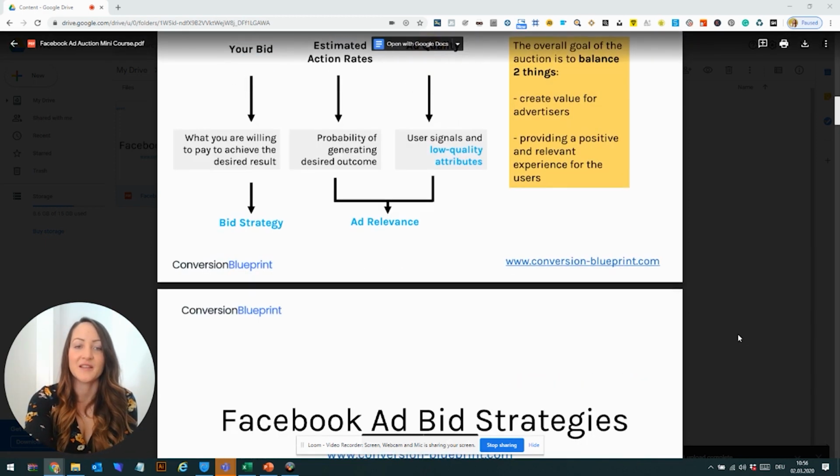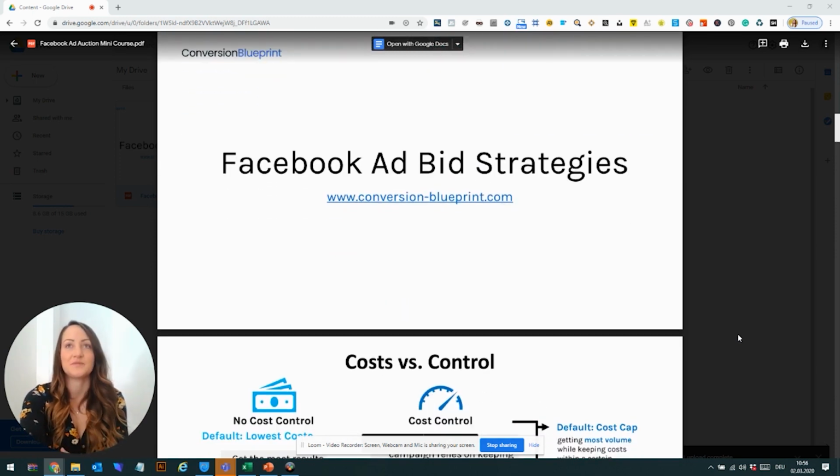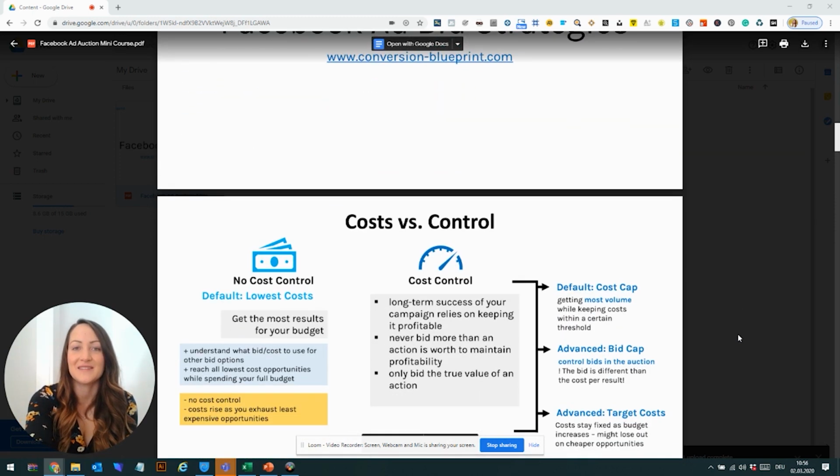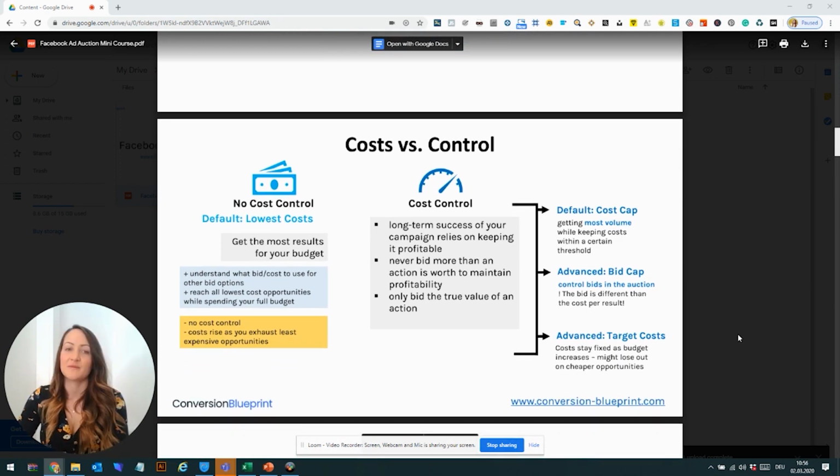And the first thing we touch on is your Facebook ad bid strategy. And I'm always surprised how little this is actually used by people, because this is so powerful and this is really key that you understand this. So there are 2 concepts that we distinguish and that you need to understand. On the first side, you have no cost control, and on the other hand, you have cost control.